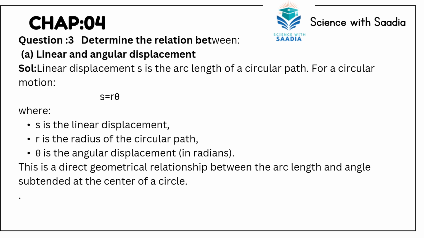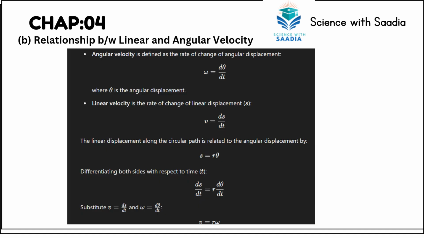The next part of the same question is the relationship between linear and angular velocity. Here we know that omega, the angular velocity, is equal to d theta by dt, the change in angular displacement over time, and linear velocity is the change of linear displacement over time. So in the equation S = R theta, we can differentiate both sides, that is ds by dt, and on the right-hand side R is constant, the radius of the circle is constant, so d theta by dt.